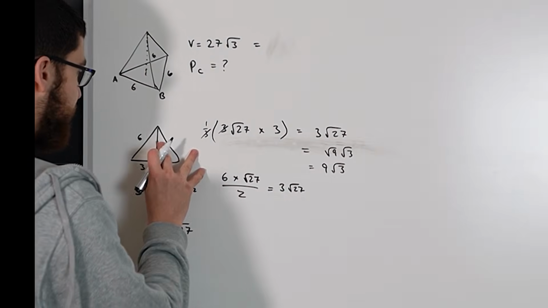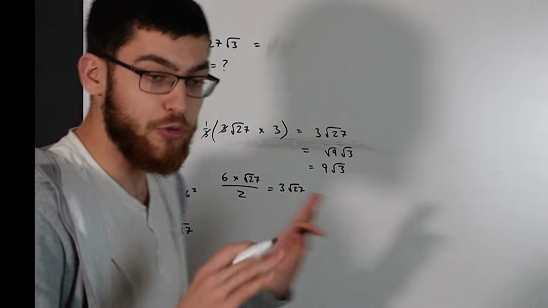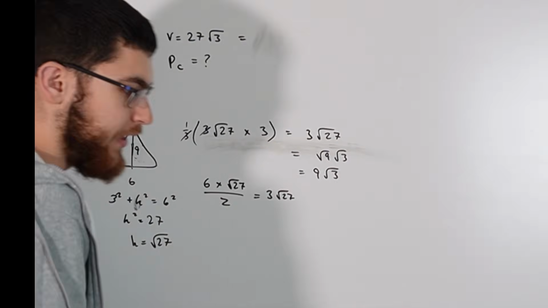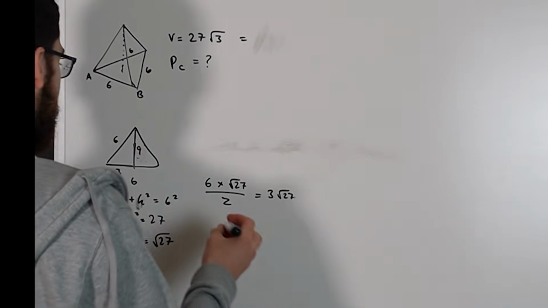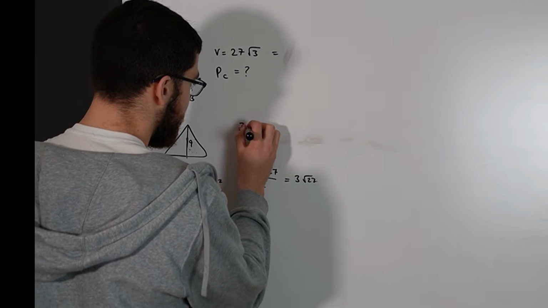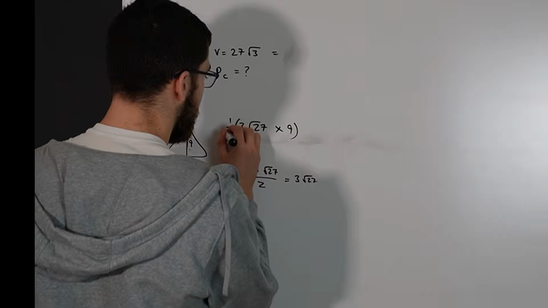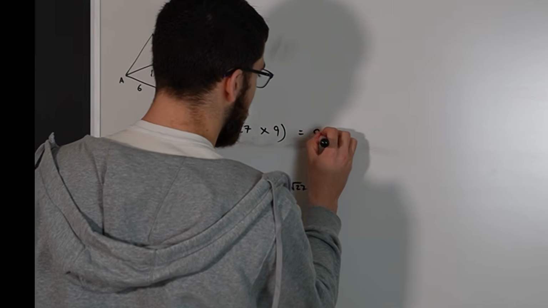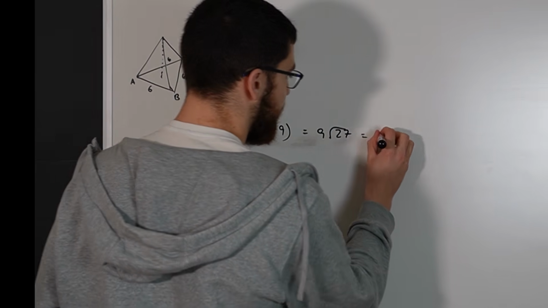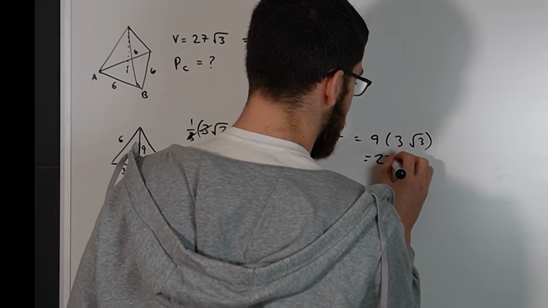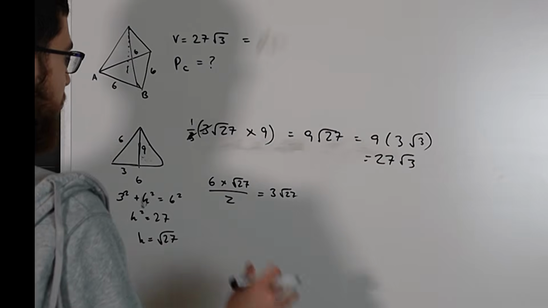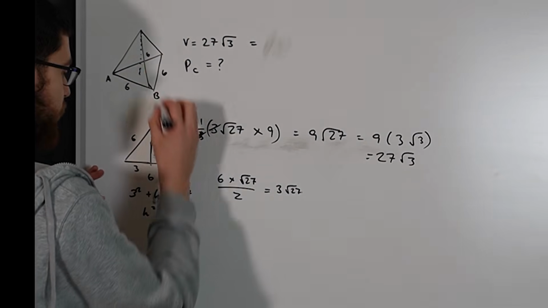So instead of doing 3 here, I'm going to put 9 here. So I'm literally just doing trial and error, okay? This is literally the method that I'm going with. Try 9, see what we get. There's probably a better way to do it. So we've got base times height times a third gives us volume. That cancels with that. We've got 9 root 27, which is equal to 9 times 3 root 3, which is equal to 27 root 3. So there's our volume. Okay, so we found the height is equal to 9.